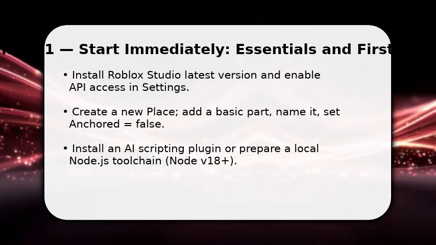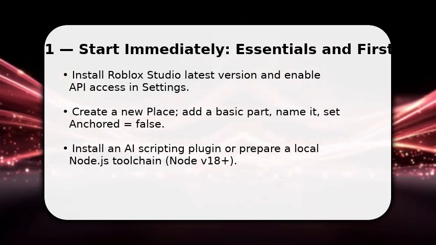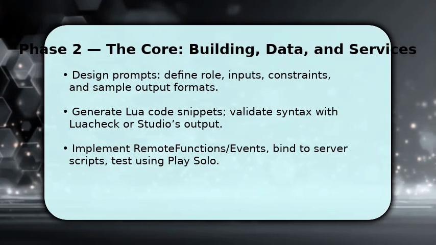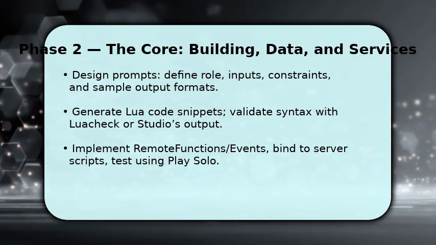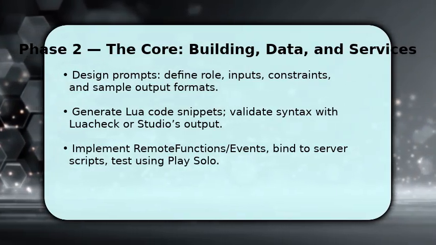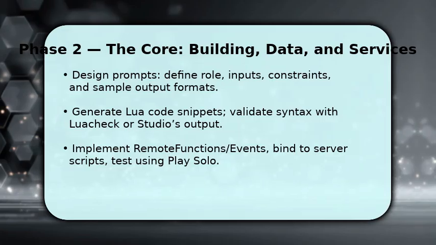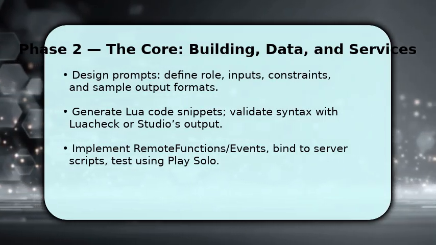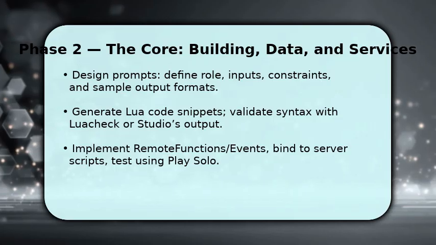This is where generation starts. Now you move into generating and integrating code. Craft precise prompts that specify role, inputs, constraints, and example outputs so the AI yields usable Lua. Use the AI to produce modular snippets, then validate syntax with Lua check or directly in Studio's output console.